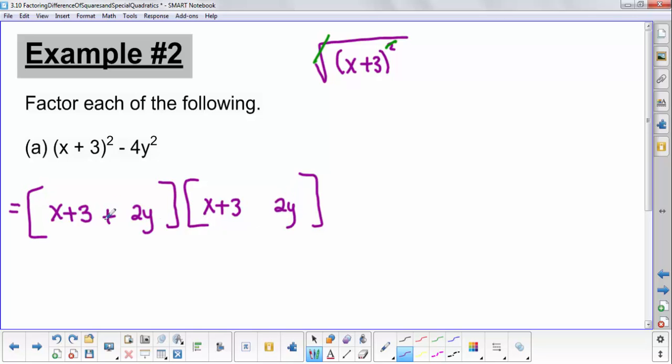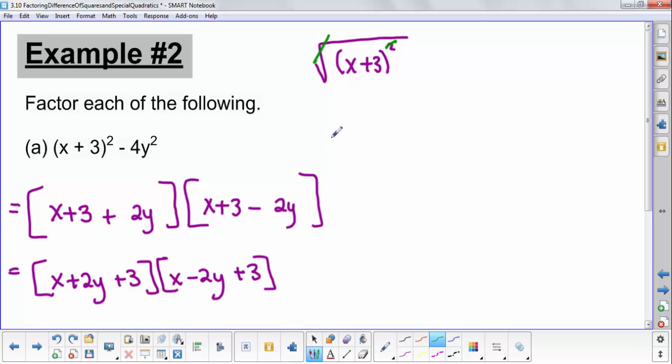One bracket gets a plus, and one gets a minus. Now if you can, collect any like terms. However, there's nothing like to be collected, so we can leave that as is. If you wanted to, you can arrange it so that you have the x, and then the y, and then the plus 3.